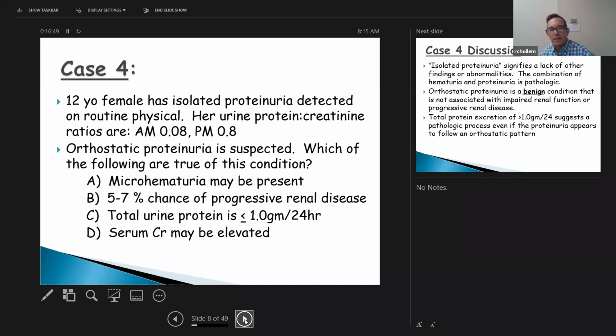All right, a 12-year-old female has isolated proteinuria detected on a routine physical. Her urine protein to creatinine ratios are in the morning 0.08 and in the evening 0.8. This is where you go, ooh, it's orthostatic proteinuria, and the next line is you suspect orthostatic proteinuria. So which of the following are true of this condition? Microhematuria may be present. There's a 5 to 7% chance of progressive renal disease. Total urine protein is typically less than or equal to 1 gram on a 24-hour urine, and the serum creatinine may be elevated. Very common. Those of you going into practice are going to see this many times a year.